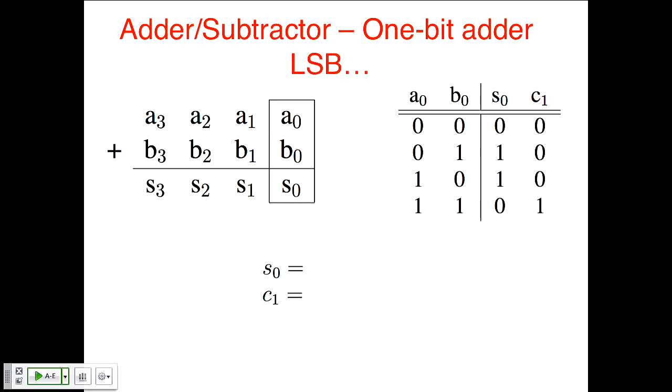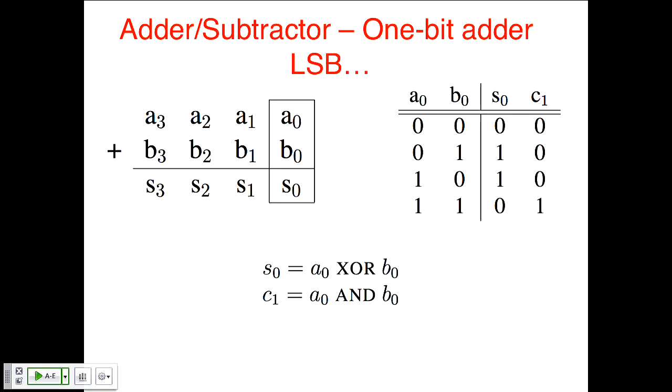Okay, so the least significant bit was the easiest bit because there's no carry into that position, right? It's where you start from. You start at the least significant bit and propagate your carry up to the higher order bits. So now notice we have the truth table for the least significant bit of the adder. So that lets us go ahead and write down the logic equations for that.